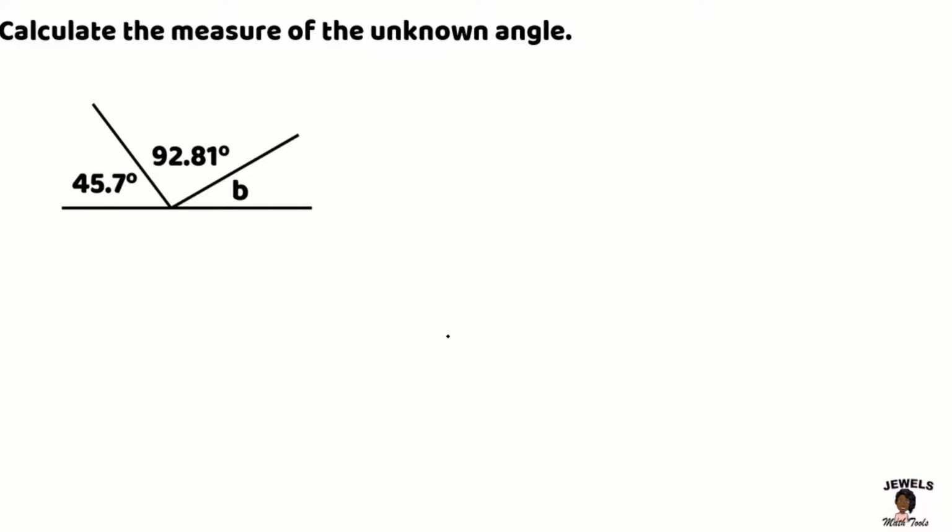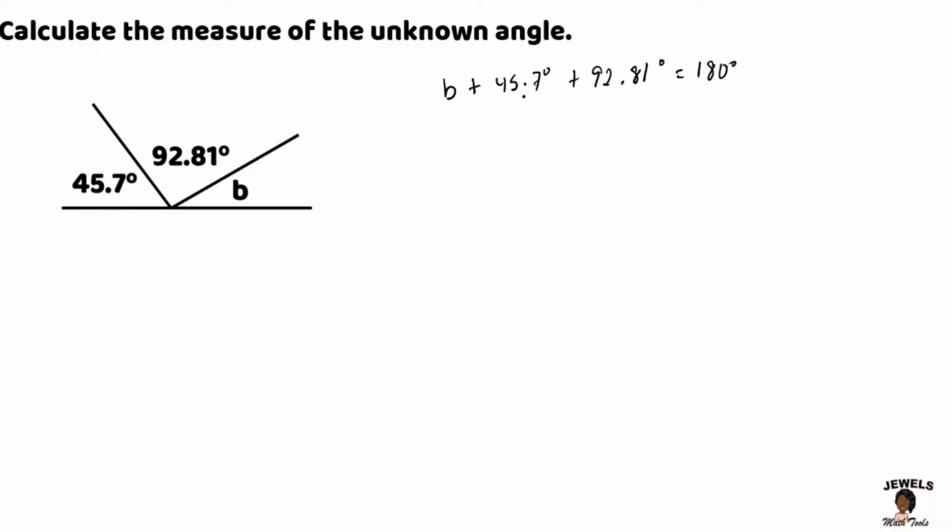Let's try another example. Feel free at this point to pause the video and calculate the measure of B, and then when you're ready, you can unpause the video and see if I got the exact same answer that you did. Okay, so let's begin. So our angle B plus 45 and 7/10 plus 92 and 81/100 should equal 180 degrees.